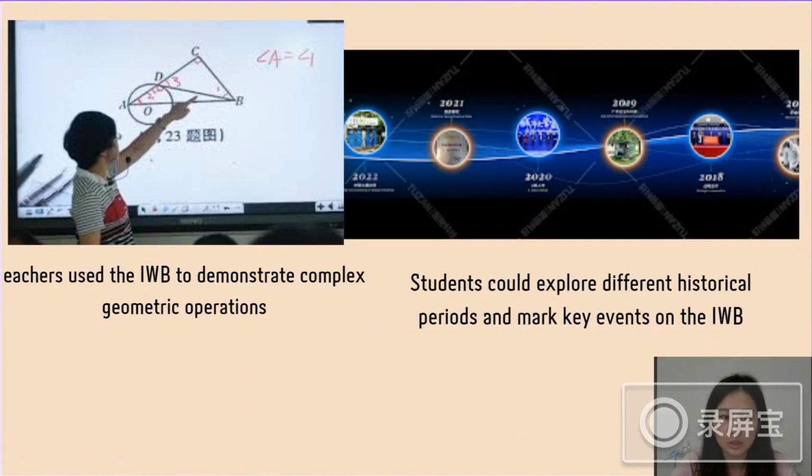Also, in some high schools, IWBs were used in history classes to show interactive timelines and maps. Students could explore different historical periods and mark key events on the IWB, engaging in discussion and analysis. For example, while studying World War II, students used the IWB to label battle lines and analyze military strategies.